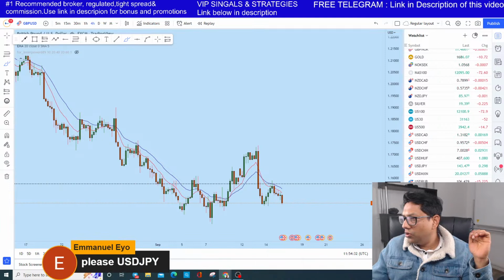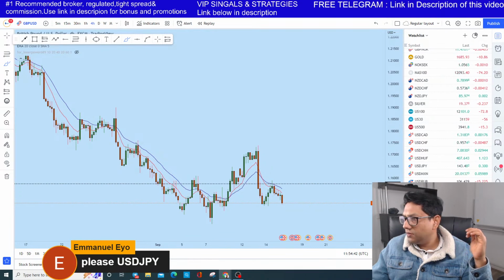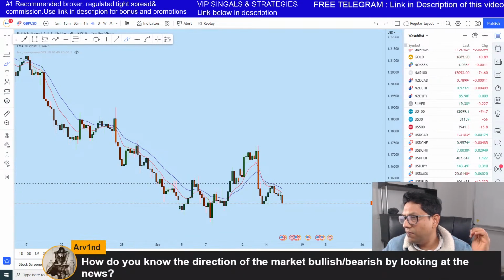Please, dollar yen, how long? How do you know the direction of the market, bullish or bearish? By looking at the news. No, by looking at the news, you can't predict the direction of the market.